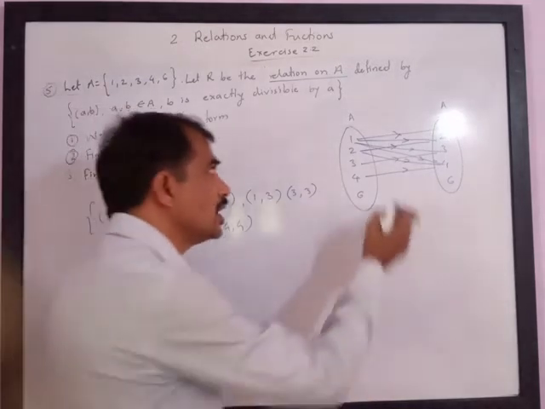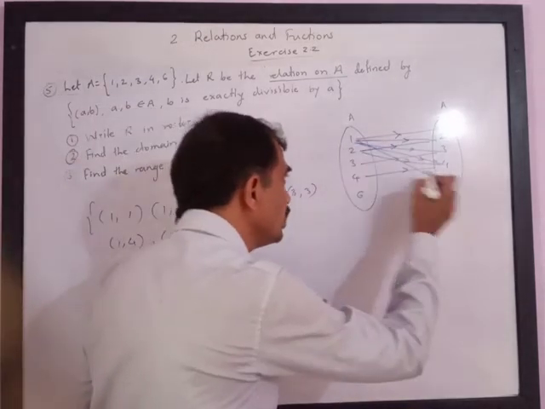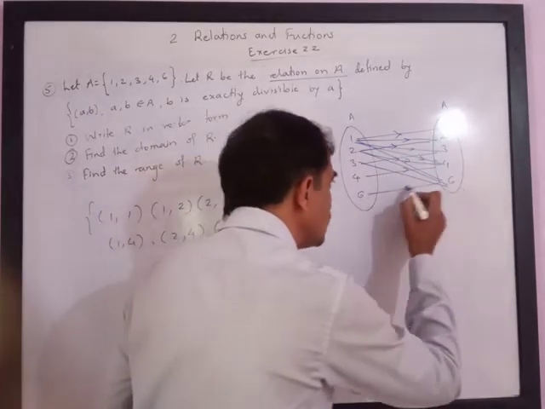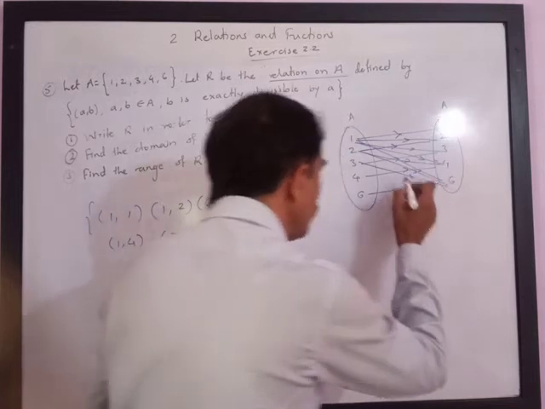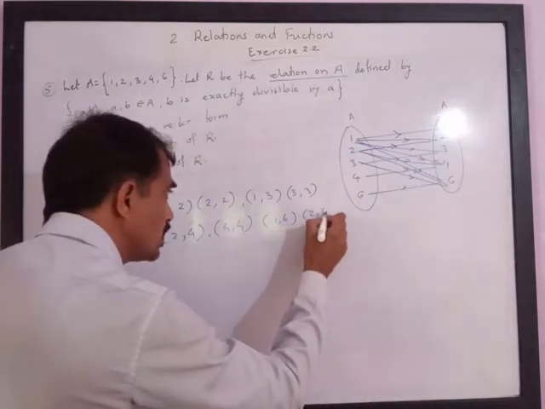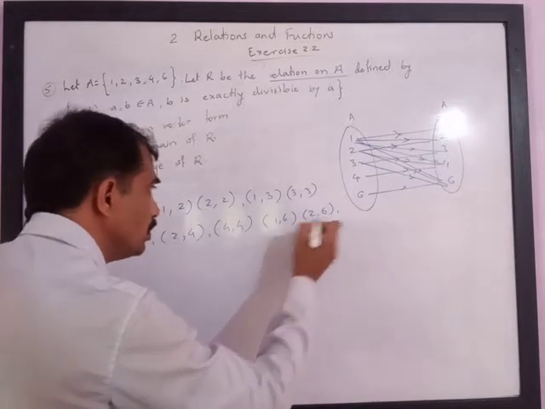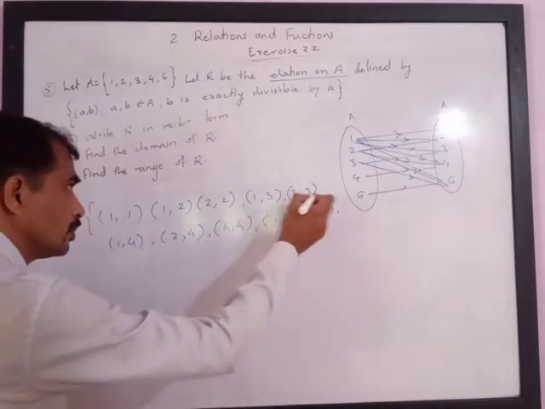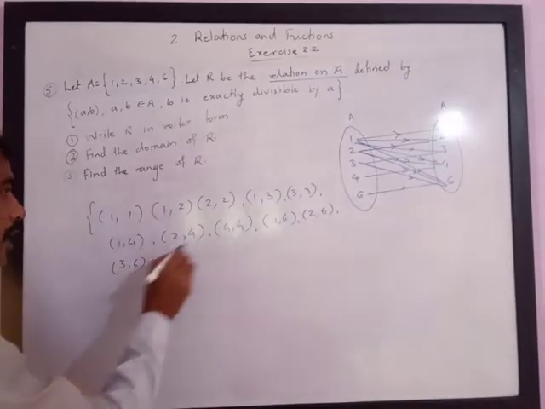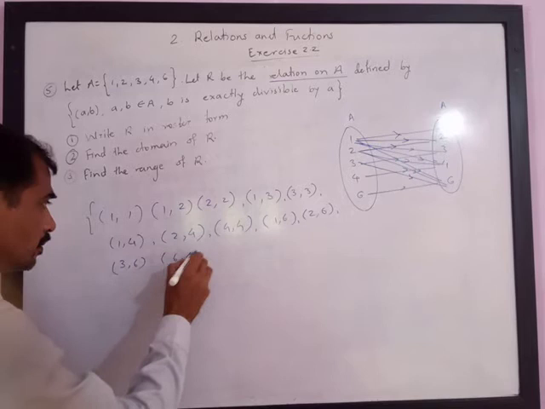Lastly comes 6. 6 is divisible by 1, 2, 3 and 6. So we will have (1, 6), (2, 6), then (3, 6) and (6, 6).